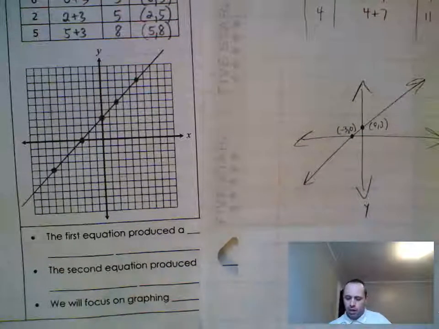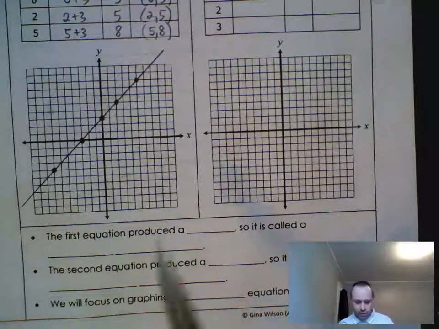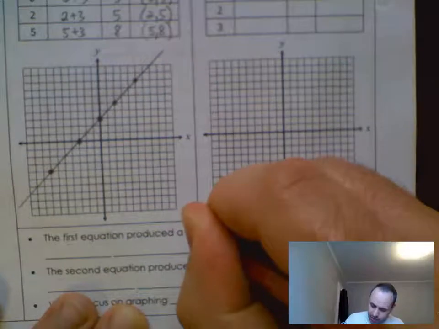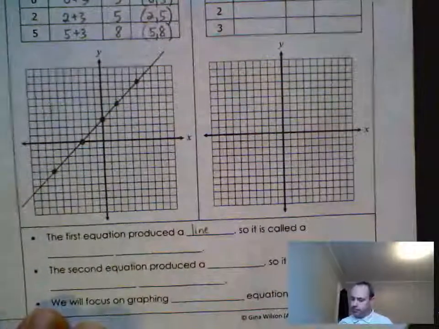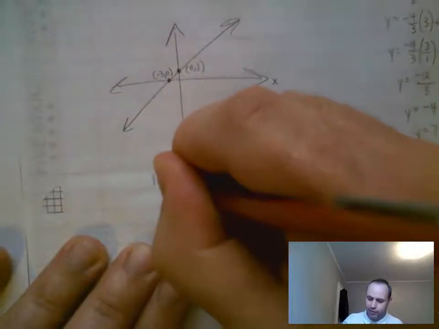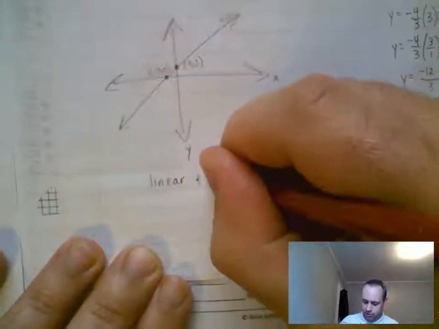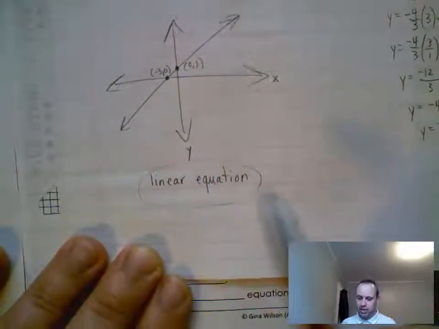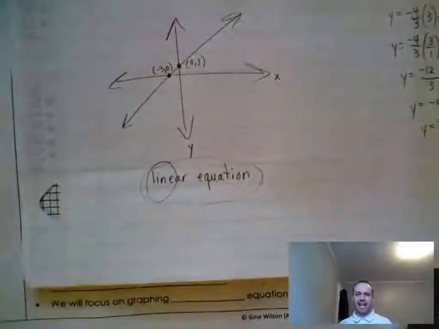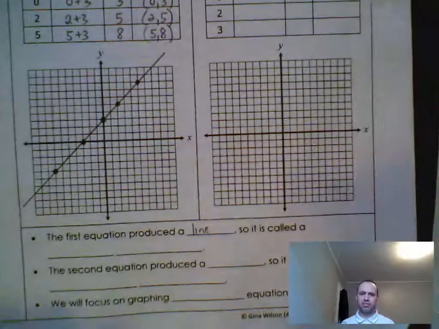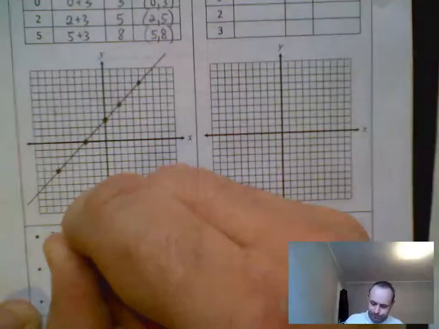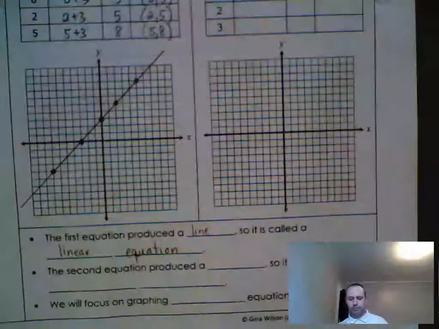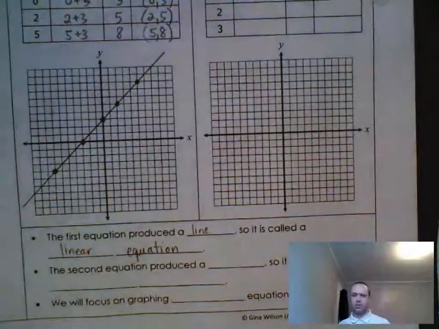All right. So this is one type of equation. The first equation produced a line. So this equation is what we call a linear equation. If you don't have your notes here printed out, then make sure you write down a linear equation. This is a linear equation from the word line because it makes a line. So down here, the first equation produced a line, so it's called a linear equation. So a linear equation is an equation that produces a line.